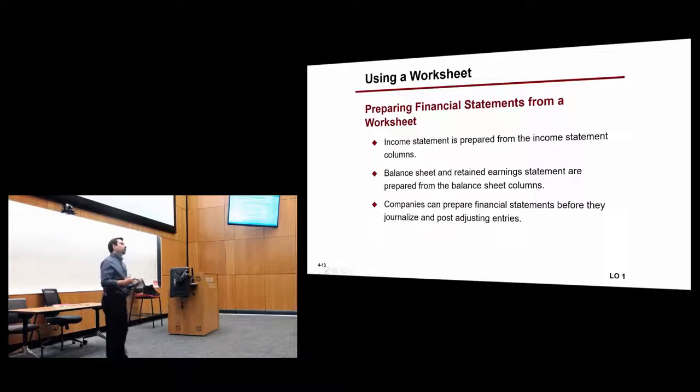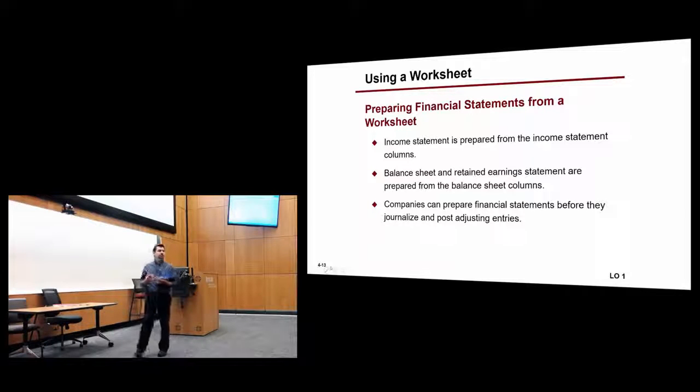Now, how do we prepare financial statements from the worksheet? You can see already that this is kind of similar to what we did last week when we used the adjusted trial balance to prepare financial statements, right? That's even easier here because you already have the columns separated. The income statement columns are already there. We use that information. We have revenues and expenses and their balances. And then for the balance sheet, we have the same information.